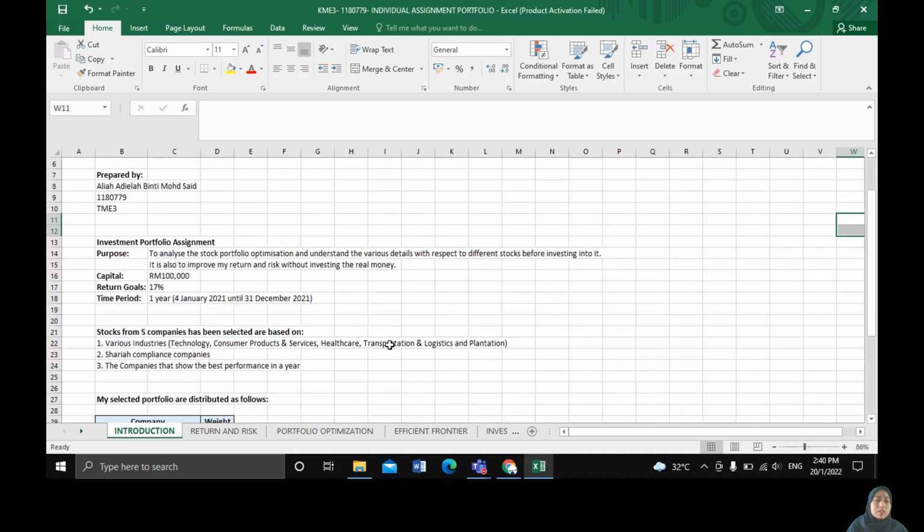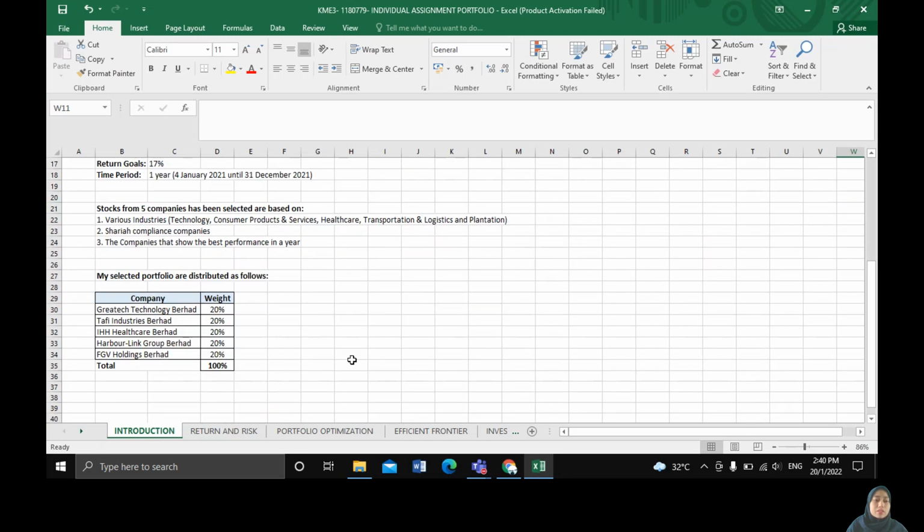Stocks from 5 companies have been selected based on, first, various industries such as technology, consumer products and services, healthcare, transportation and logistics, and plantation. Next, based on Sharia-compliant companies, and the last one is companies that show the best performance in a year. I chose 5 companies which are Agritech Technology Berhad, Tafi Industry Berhad, IHH Healthcare Berhad, Harbolink Group Berhad, and FGV Holdings Berhad. All the companies were given a 20% weight.